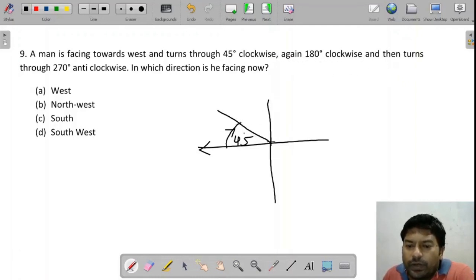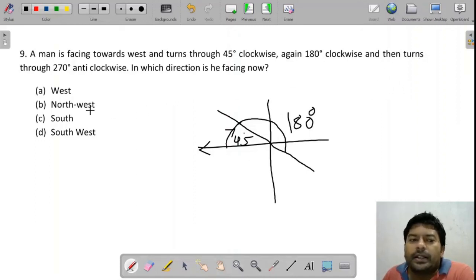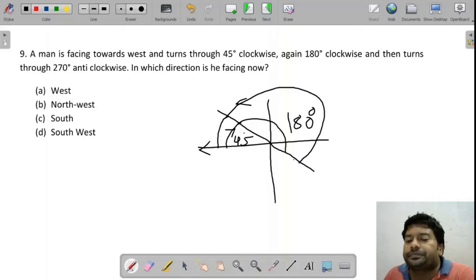From here again he travels 180 degrees clockwise only. So from here to here is 180 degrees. He has traveled 180 degrees clockwise. Then turns through 270 anti-clockwise, and from this point again he turns 270 in the anti-clockwise sense. He is taking this direction. So from here to here, this is 180, this is 45. 180 plus 45 is 225. From here to here it is 225.